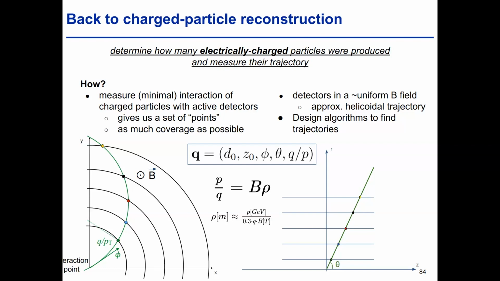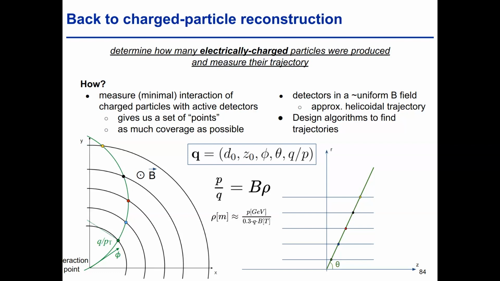And the most common convention that you will see around is to use a combination of these 5 parameters, where, starting on the right, you have the charge over the momentum or charge over transverse momentum. You have the theta angle, which is the angle between the z-axis, the one parallel to the beam pipe, and the radial direction. And then you have the phi angle, which is defined in the transverse plane. And then you have D0 and Z0. I'll define them a little bit later, but these are basically a measurement of how close your trajectory comes to a reference point, which usually is the center of the interaction region.